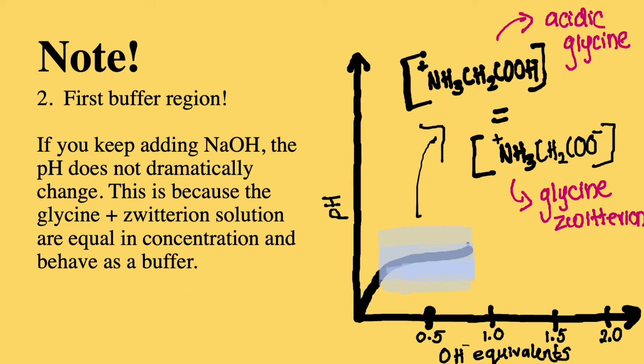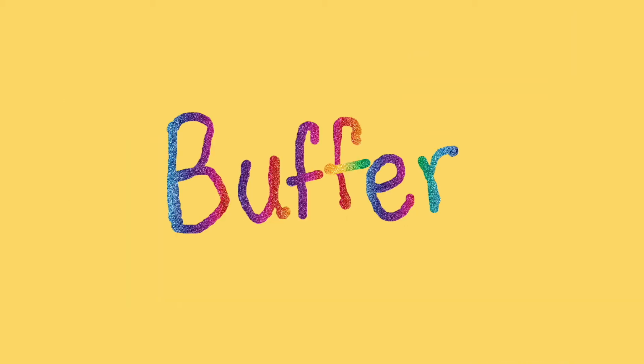You can see this in the titration curve. This is where the curve is relatively flat. Just as a quick refresher, a buffer is a solution that resists pH changes because it neutralizes small amounts of acids and bases. Buffers can do this because they consist of equal concentrations of a weak acid and its conjugate base. In this case, the weak acid is glycine and its conjugate base is the zwitterion.